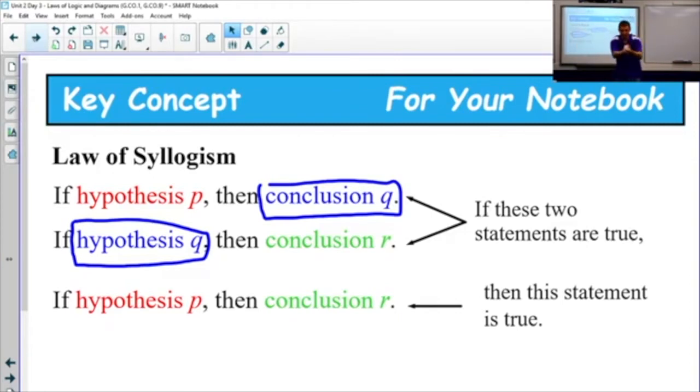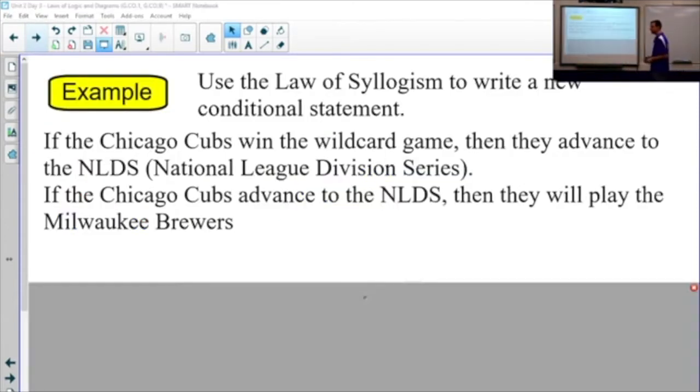I can cut out the middleman and just start with my first hypothesis and end with my last conclusion. So the final product of the law of syllogism is going to be one if-then statement. We're taking two if-then statements and combining them into one. So here's our two if-then statements.